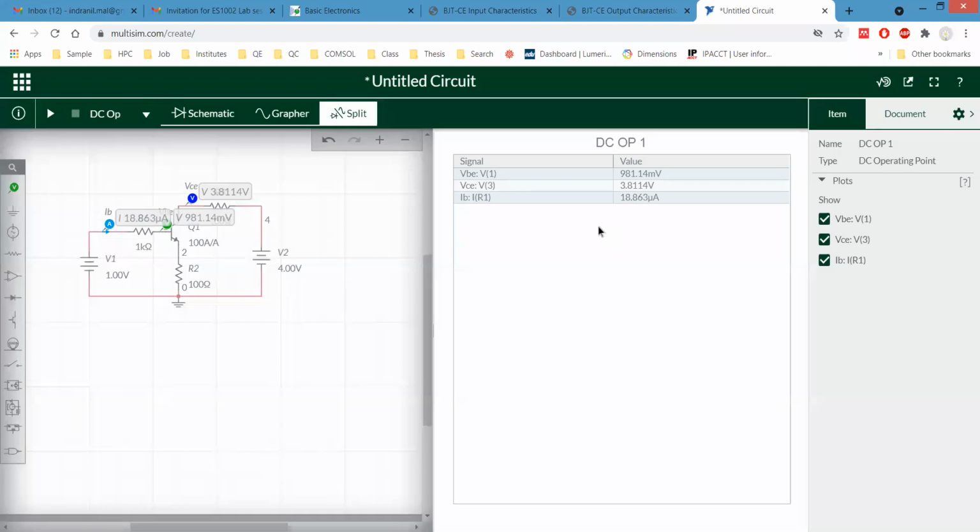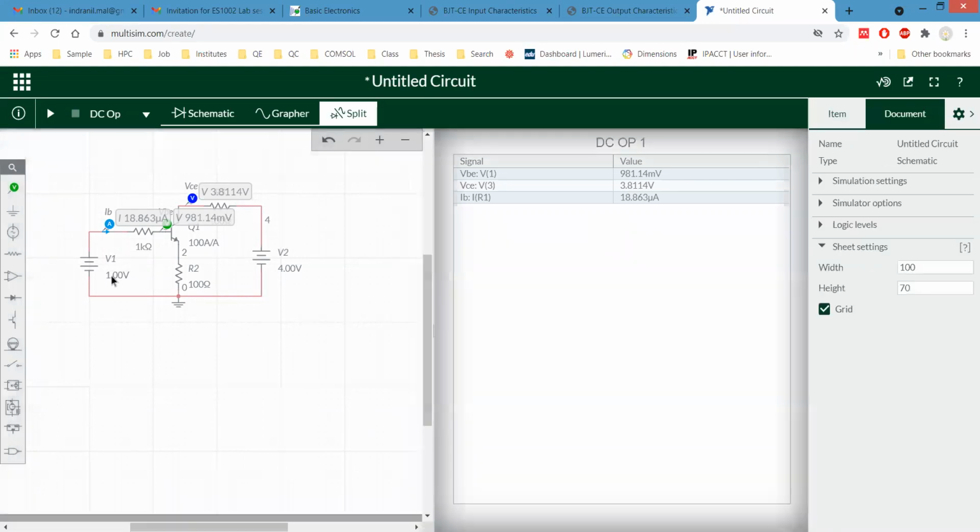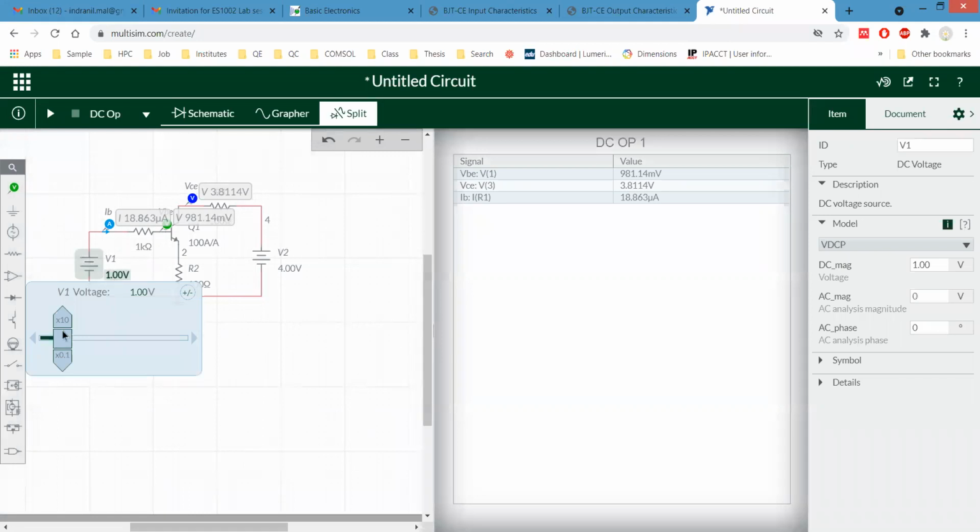So now you can note it down. Your VB value is 981 millivolt, means 0.98 volt, and IB is 18.86 microampere. Okay, noted. Yes.